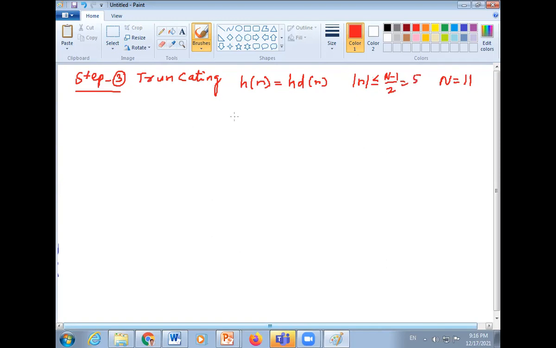Now here we can write h of n is equal to the value of HD of n, which is sine pi by 2n divided by pi n, for the value magnitude n less than or equal to 5, and is equal to 0 otherwise.